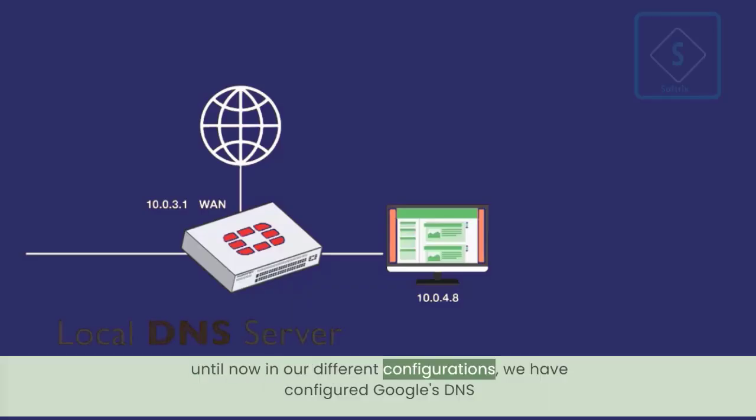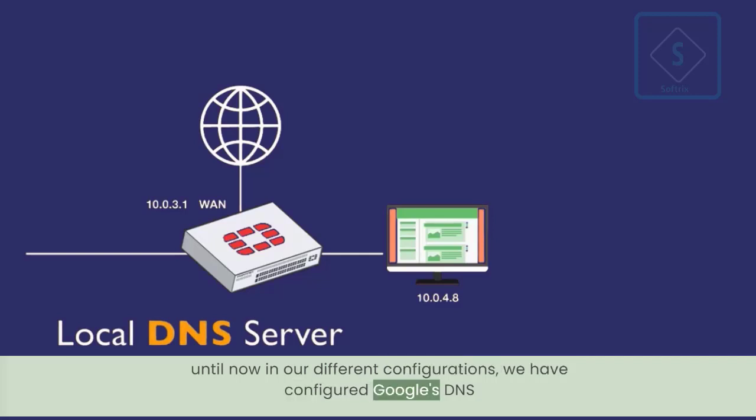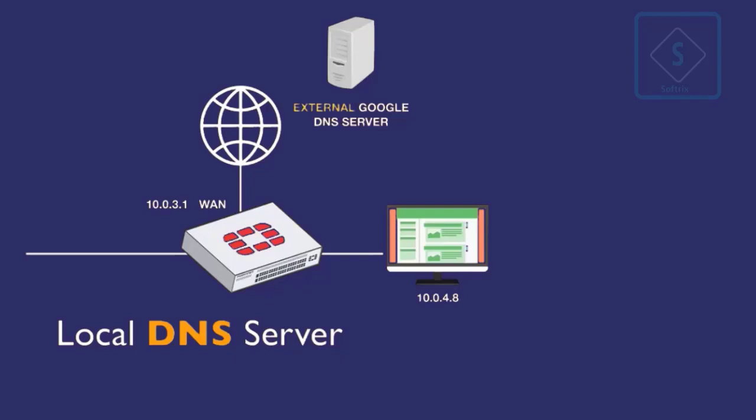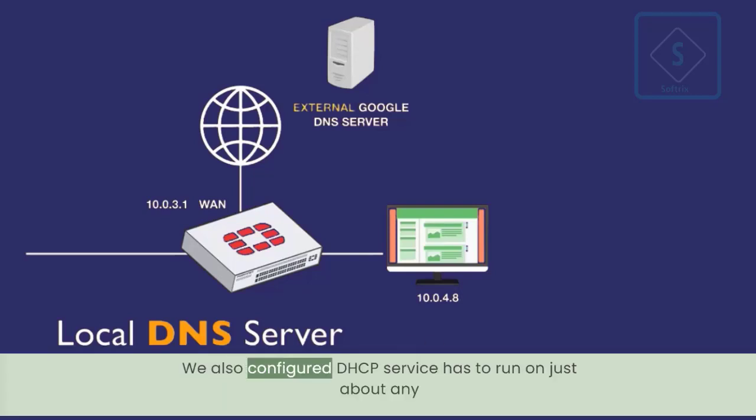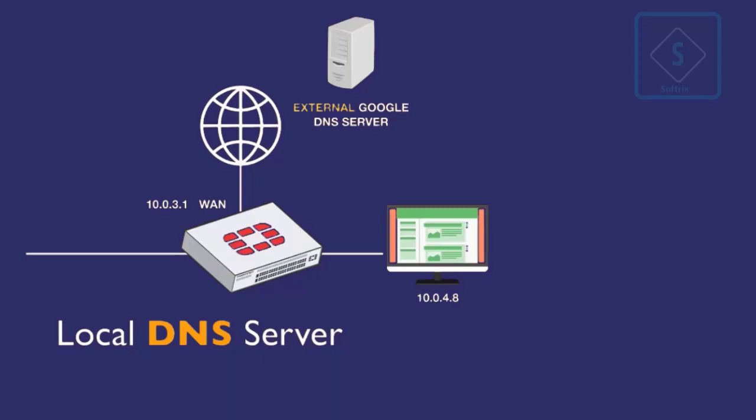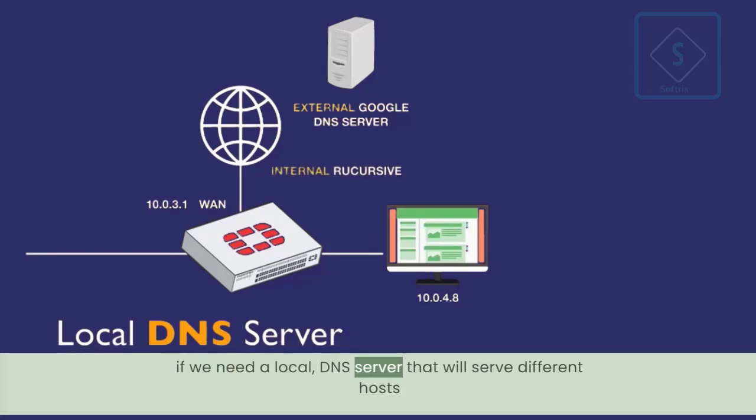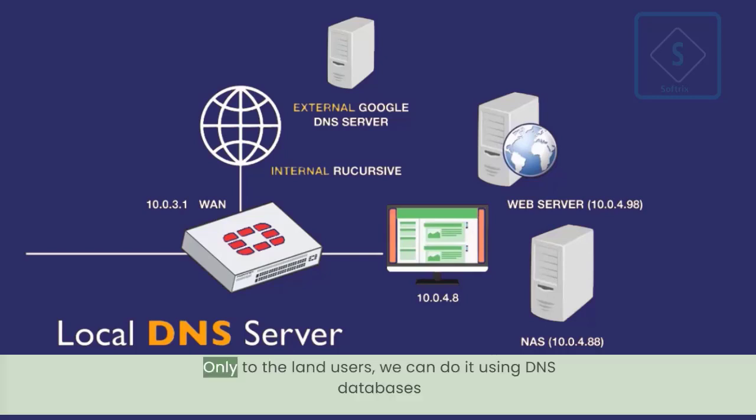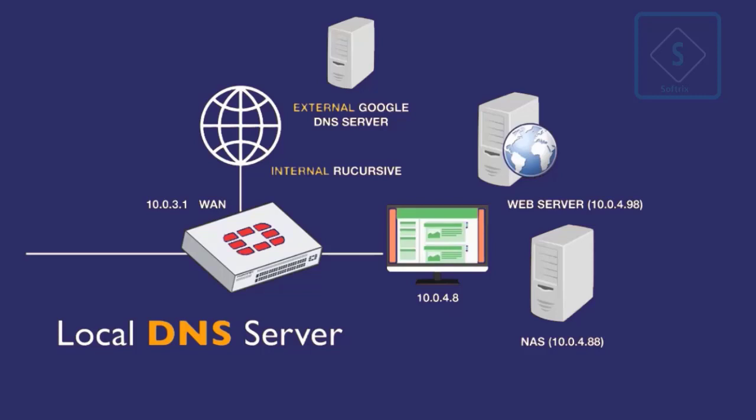Now in our different configurations, we have configured Google's DNS server as our main DNS server. We also configured the DHCP service to run on just about any interface of our FortiGate. But if we need a local DNS server that will serve different hosts in our LAN, and be private only to the LAN users, we can do it using DNS databases.